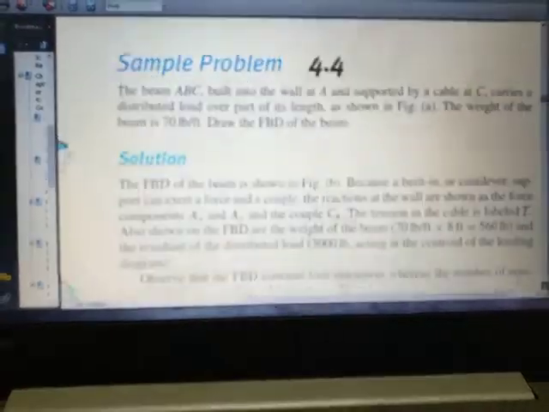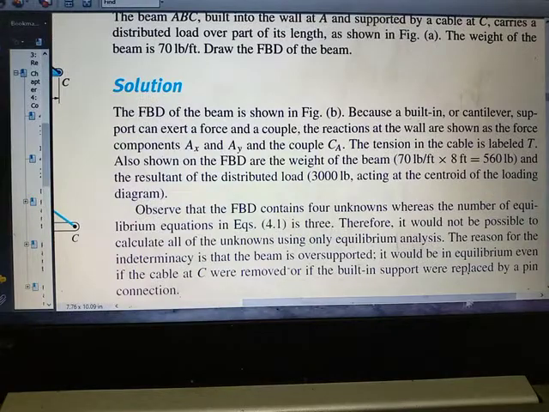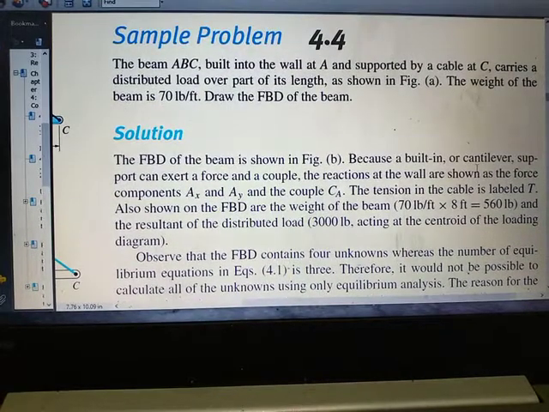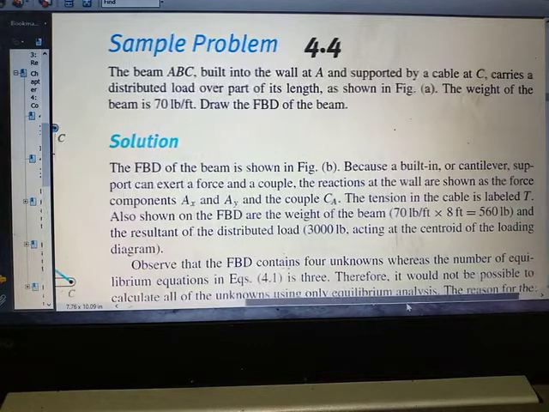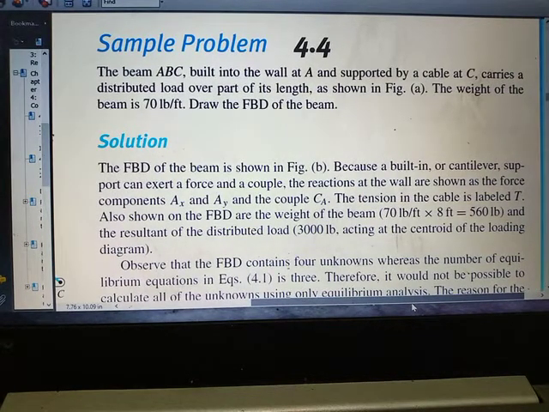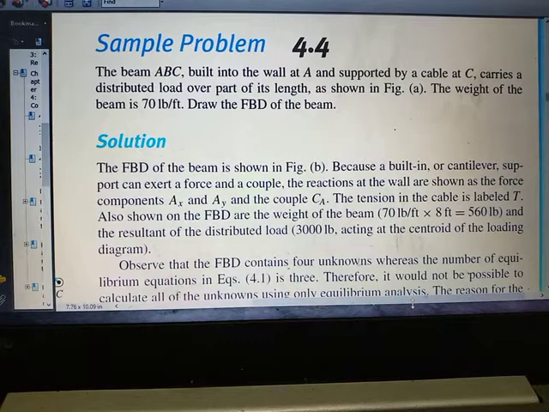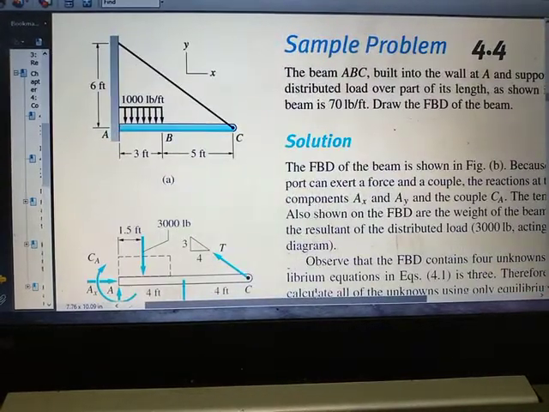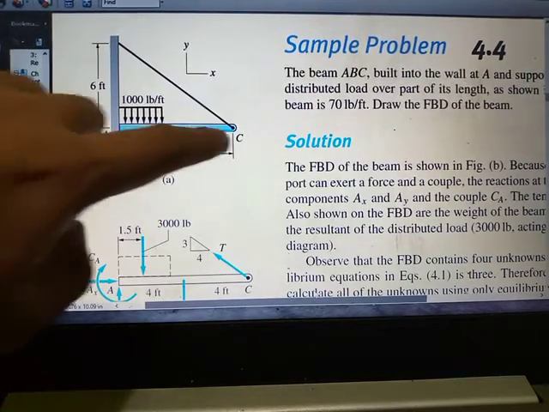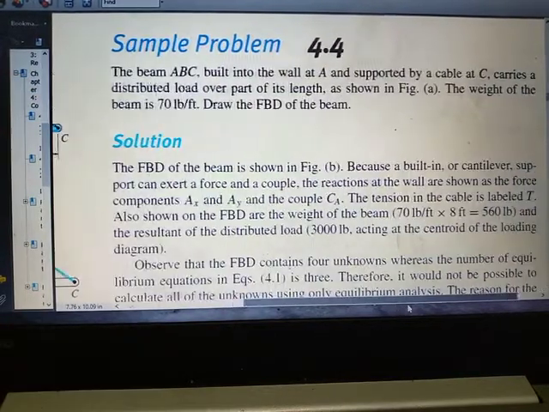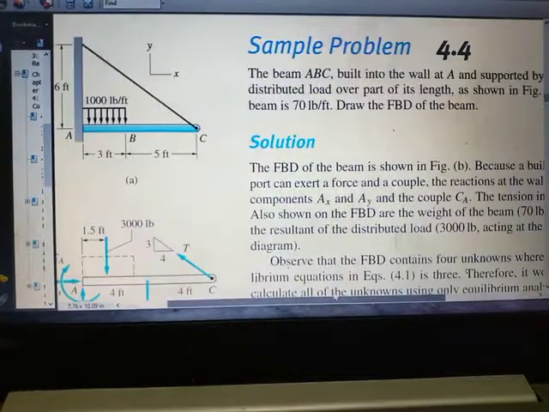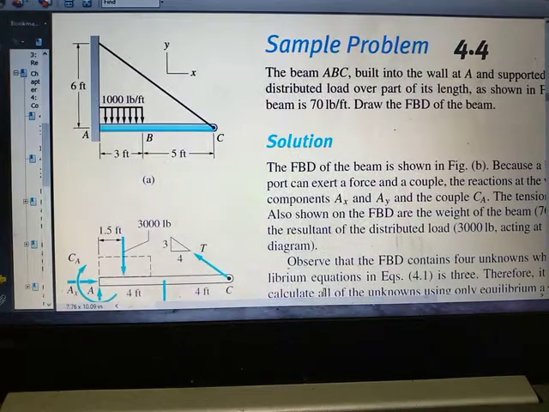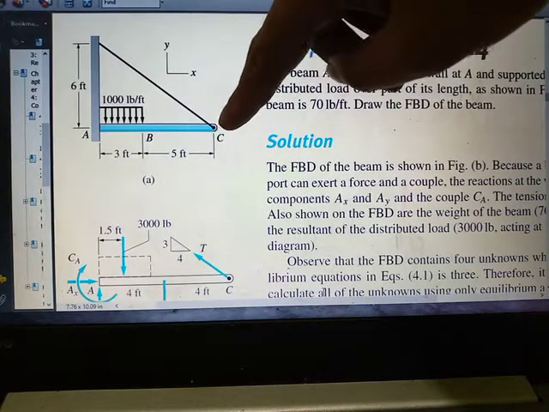And then, ito naman, problem 4. So, the beam ABC built into the wall at A and supported by cable at C. Okay? Wall at A and supported by cable at C. Wall itong A, saka yung C is cable. So, carry distributed over the length. The weight of the beam is 70 libra per foot. Okay. So, pounds per foot.